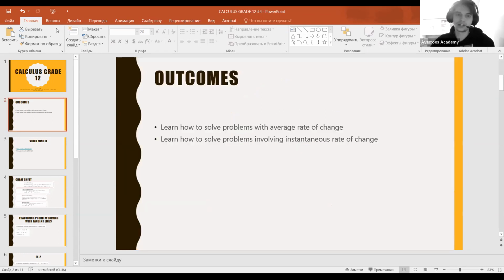The outcomes of today's class are as follows. We're going to learn how to solve problems involving average rate of change, and we're also going to look into problems regarding instantaneous rate of change. Any questions?